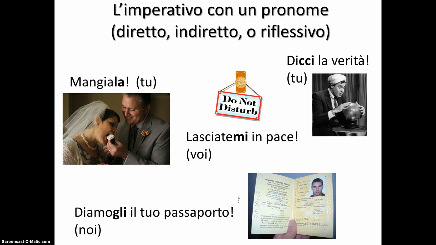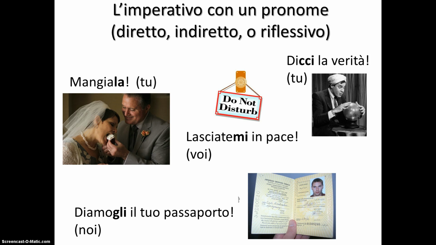Mangiala, eat it. In this example, la refers to the cake, la torta, and is a direct object pronoun. See a previous lesson to review the difference between direct and indirect object pronouns. Mangia is the familiar tu command. Lasciatemi in pace, leave me alone. In this example, the familiar voi command form is used. Dici la verità, tell us the truth. In this example, the irregular command form of dire is used in the familiar tu command.